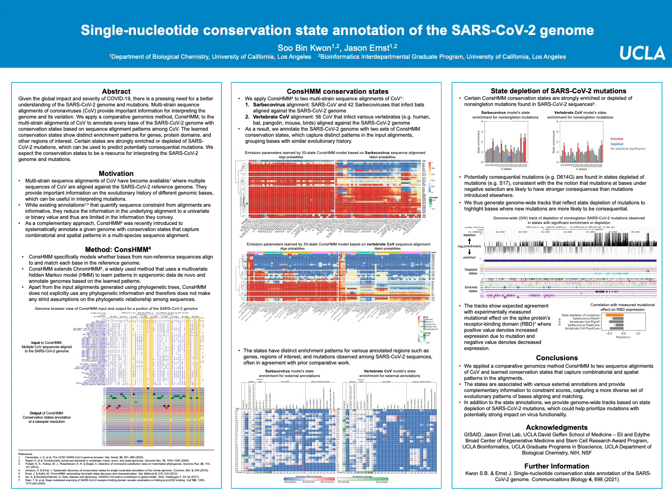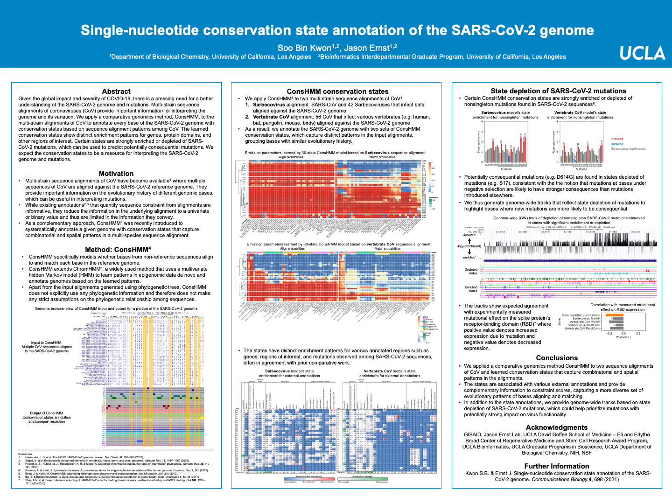Cons-HMM was recently introduced as a comparative genomics method that systematically annotates a given genome with conservation states that reflect combinatorial and spatial patterns in a multi-species sequence alignment. As shown in this figure in the bottom left, we provide a sequence alignment of coronaviruses as input to Cons-HMM, and as a result, we learn conservation states annotating the SARS-CoV-2 genome at a base pair resolution.